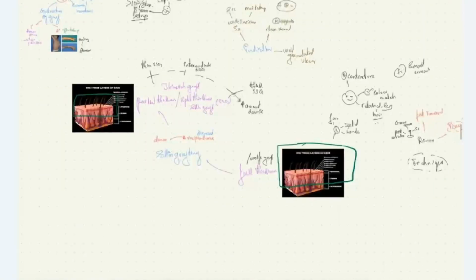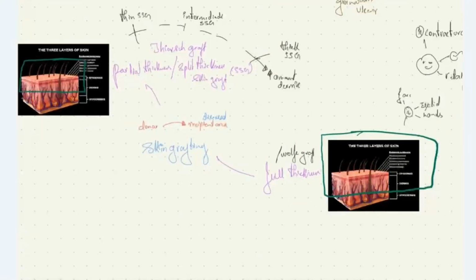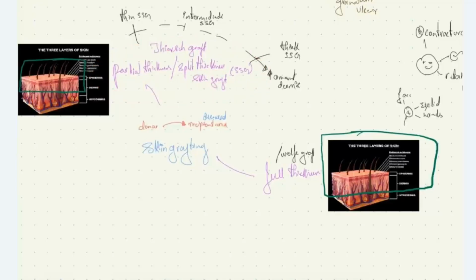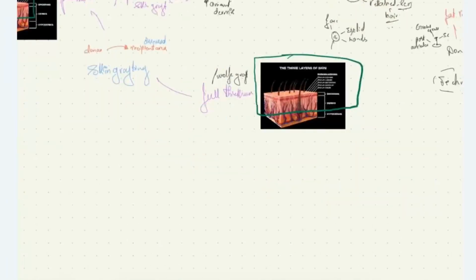What is skin grafting? Skin grafting is a procedure where normal donor skin is transferred to the diseased area of the recipient. In skin grafting, we have 2 types. That is partial thickness skin grafting, or Thiersch skin grafting, or split thickness skin grafting. All 3 terms mean the same. And the other type is full thickness skin grafting or Wolfe skin grafting.